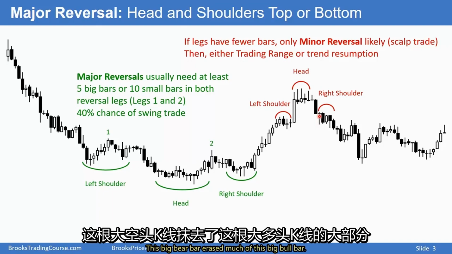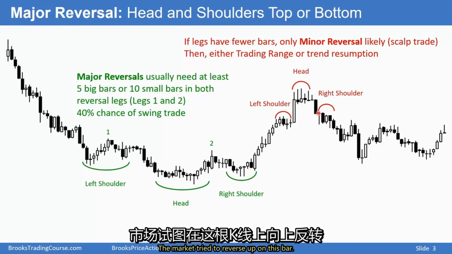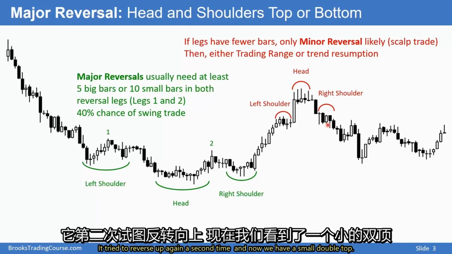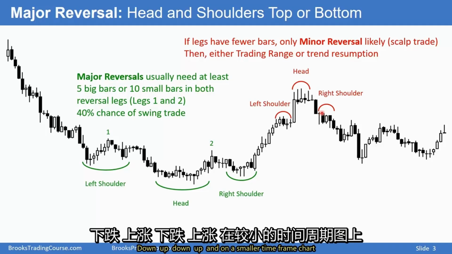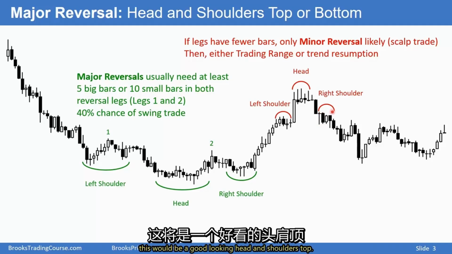The market sold off here. This big bear bar erased much of this big bull bar. The market tried to reverse up on this bar, it reversed down. It tried to reverse up again a second time, and now we have a small double top. Down, up, and on a smaller time frame chart, this would be a good-looking head and shoulders top.